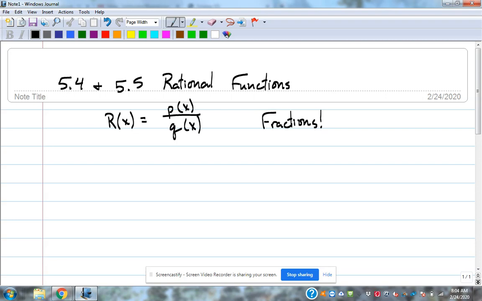The book separates it into two sections. I'm going to do section 5.4, and then I'm going to swap over and do section 5.5. But here's the thing: section 5.4 stuff carries over into section 5.5 stuff. So we're going to do all of the section 5.4 stuff, get our hands dirty with that and get used to that. And then we're going to add in the other things, but the other things are not that bad. They're things that we've dealt with before.